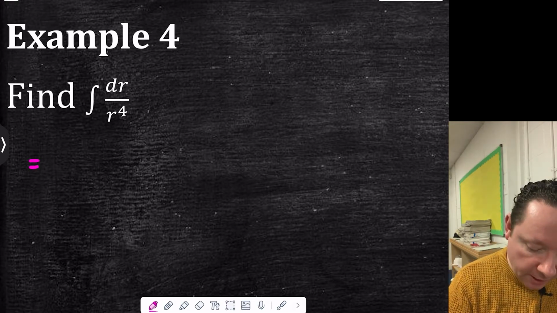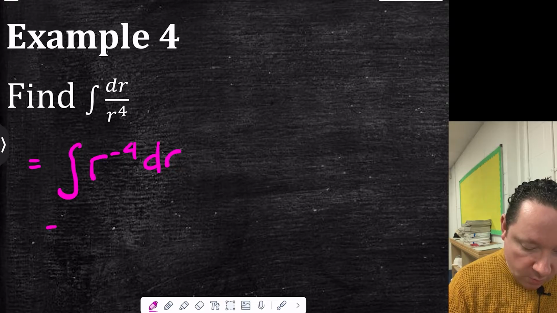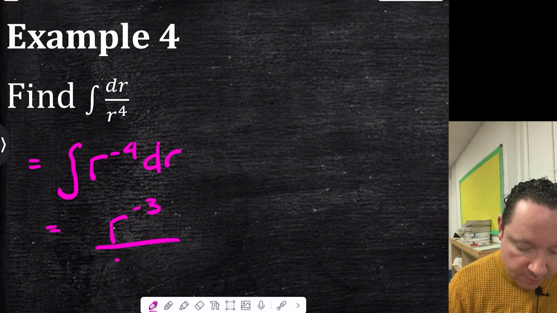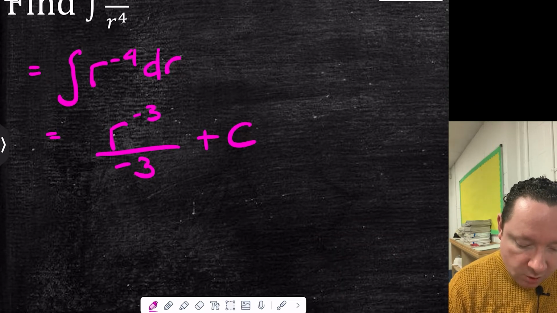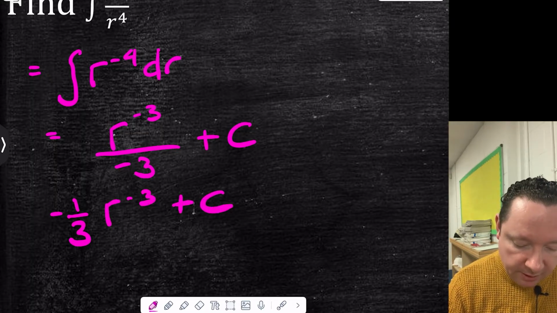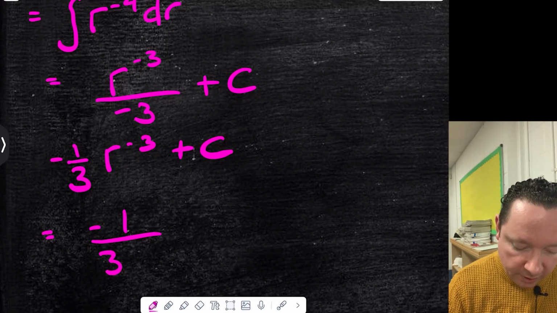So that equals the integral of r to the minus 4 dr. Add 1 to the power, then minus 4 becomes minus 3. Divide by the new power of minus 3, add c. So as a final answer, we get minus a third, just taking that out, r to the minus 3 plus c, or as a positive power, minus 1 over 3r cubed plus c.